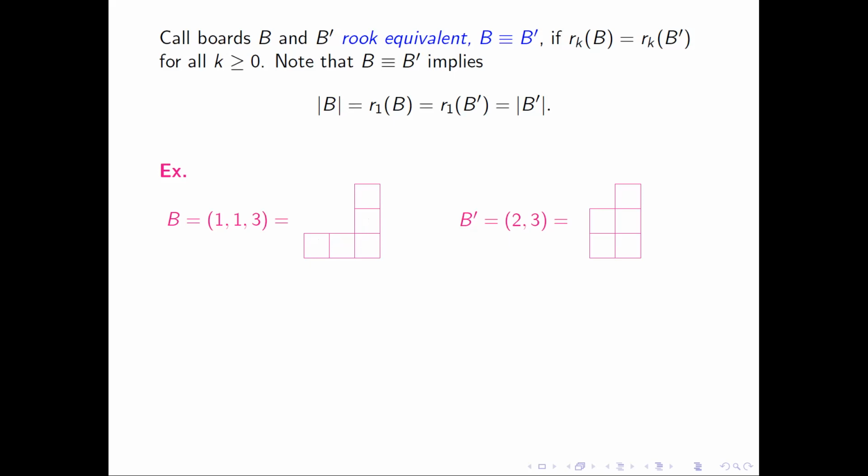So R0 is equal to R0 for each of these. And the R1s are the same, the R2s are the same, the R3s are the same. And obviously I can't put anything more than 3 either. So these are rook equivalent. Okay, so that's where these counts come from here.